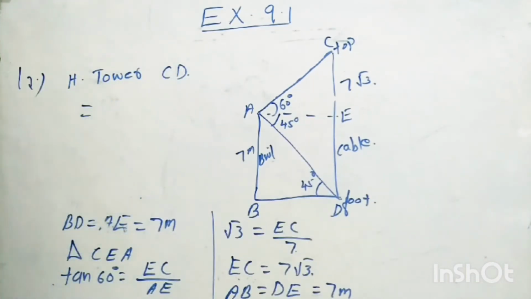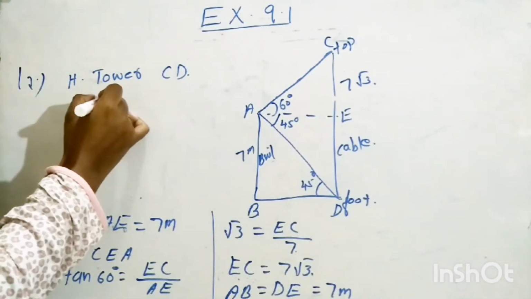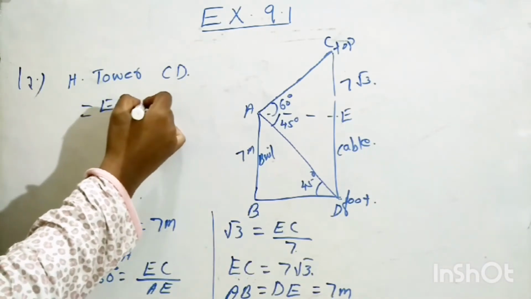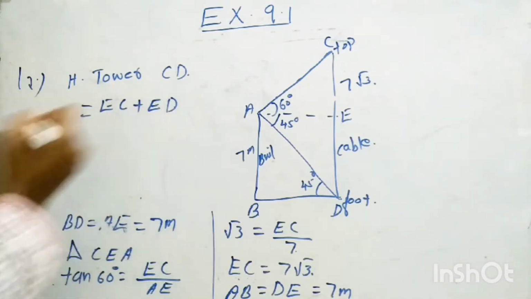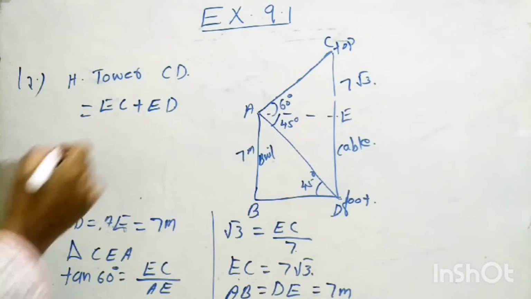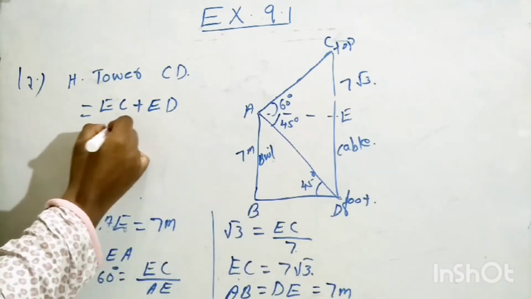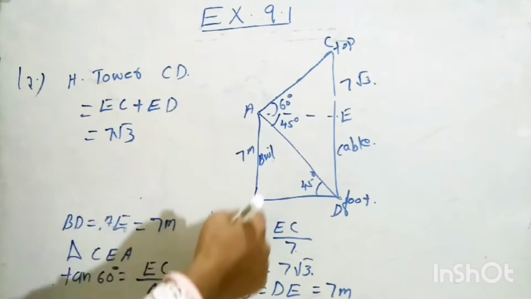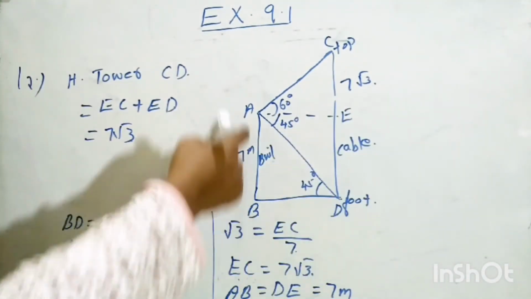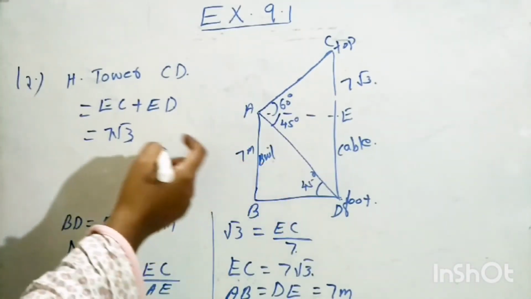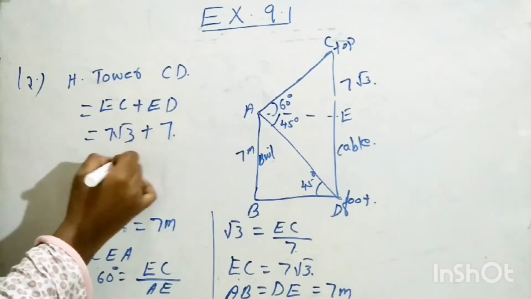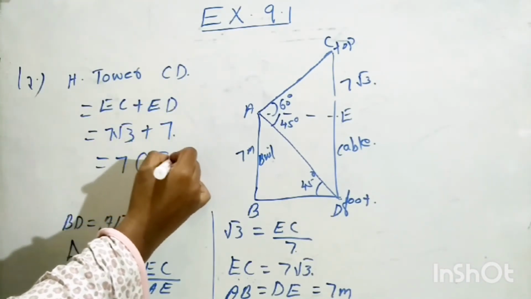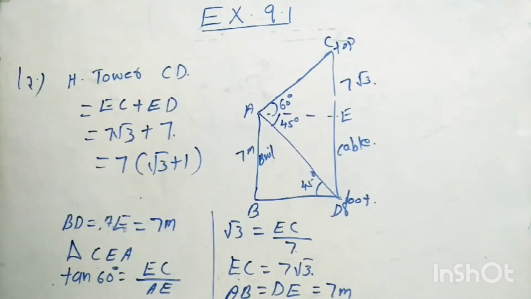And that CD is equal to EC plus ED. The value of EC is 7 root 3. And AB and ED are equal, so this ED is 7. 7 is common. So we will get 7 into root 3 plus 1 meter. Hence the height of the tower is 7 into root 3 plus 1 meter.